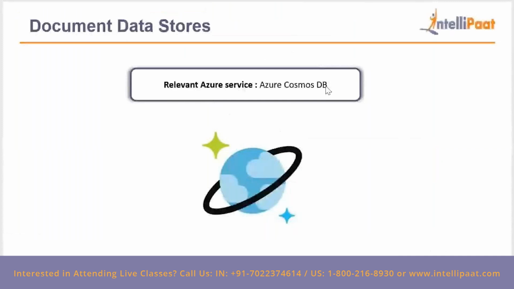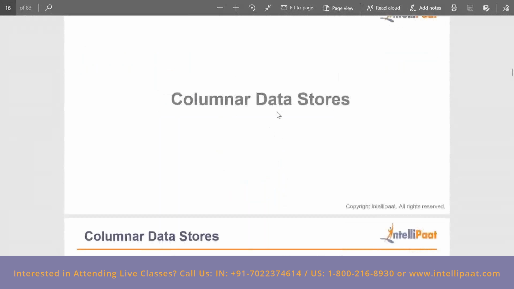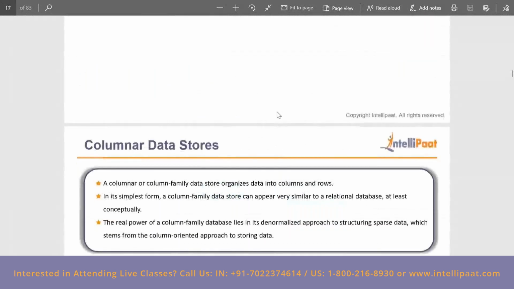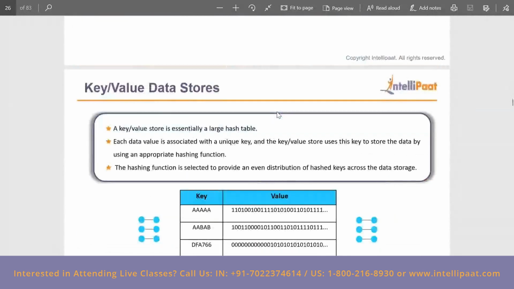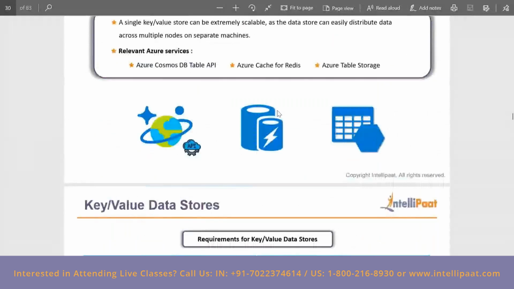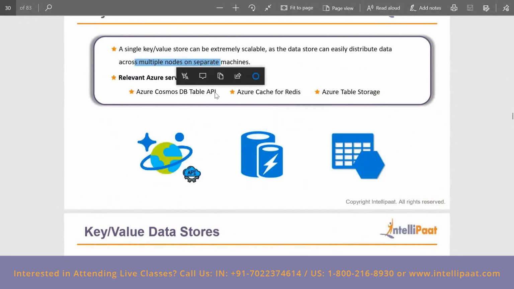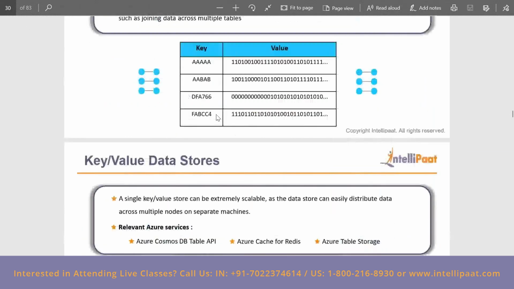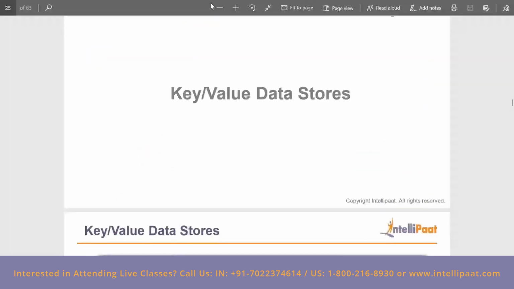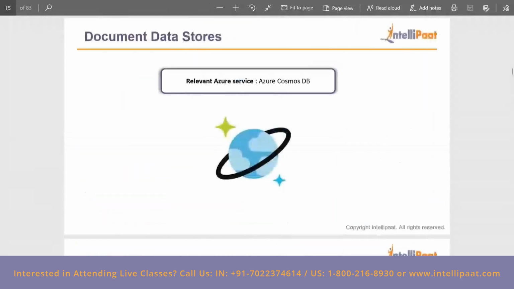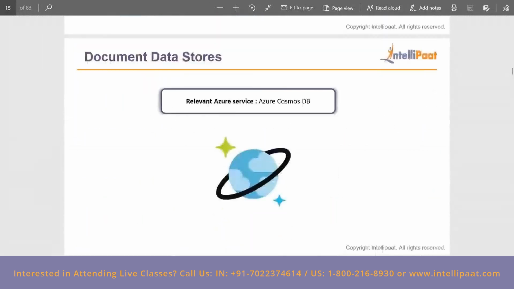So when we use the key value, if you see the example, you will have the same Cosmos DB but with a table API. So your Cosmos DB supports document as well and it supports key value as well. It just depends on the API we select. It supports the graph as well.